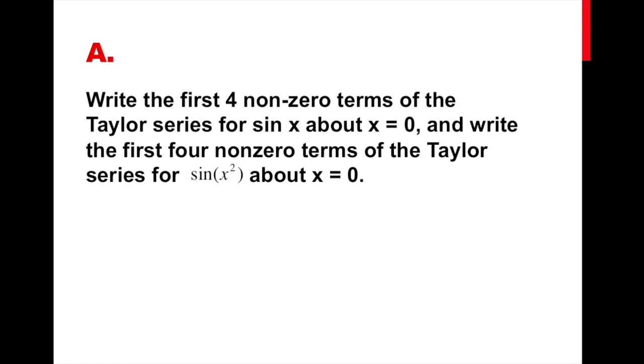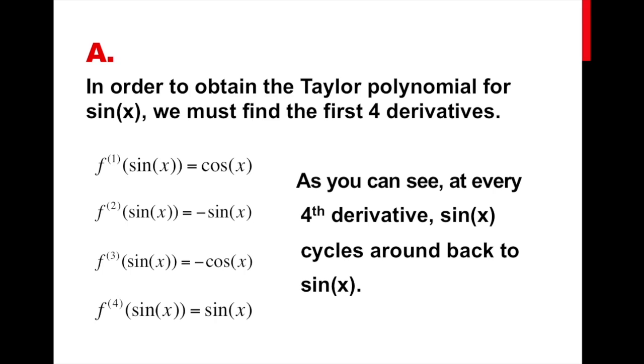Part A says, write the first four non-zero terms of the Taylor series for sine of x about x equals 0, and write the first four non-zero terms of the Taylor series for sine of x squared about x equals 0. In order to obtain the Taylor polynomial for sine of x, we must find the first four derivatives. So the first four derivatives of sine of x are listed on the screen.